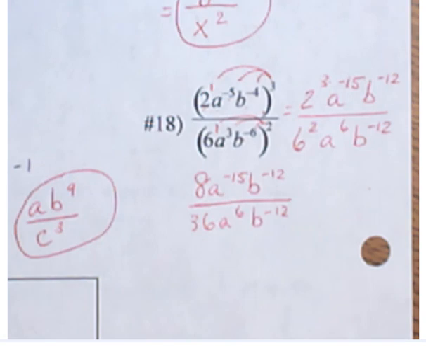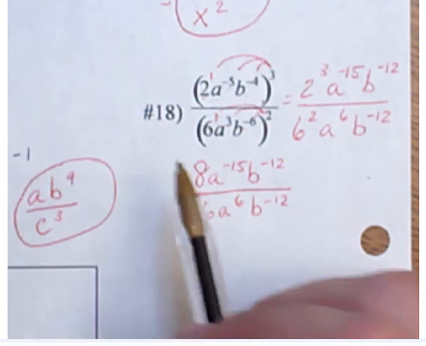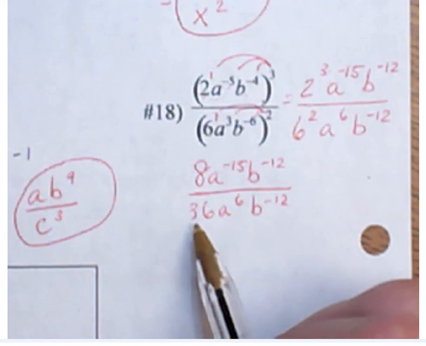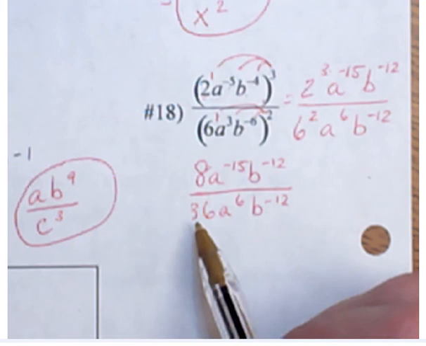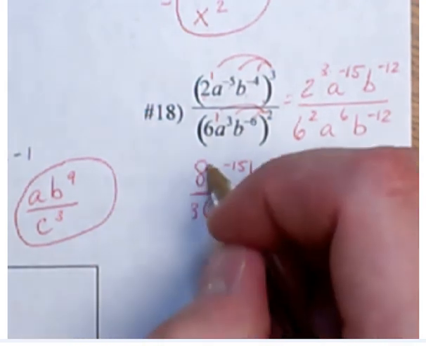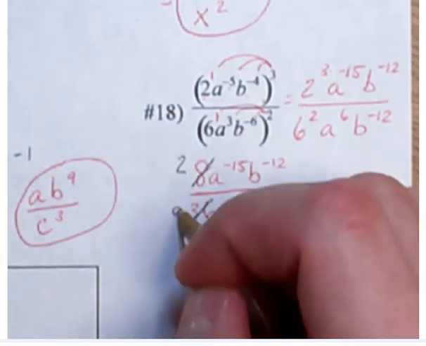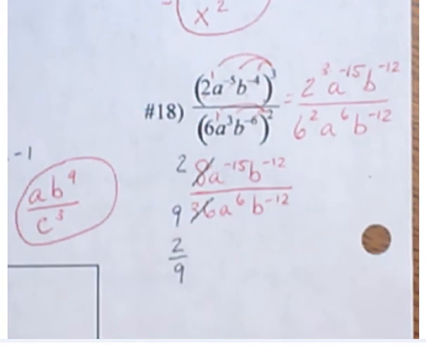Now we can finally divide. 8 divided by 36. Let's just simplify that. Let's reduce that fraction. So think to yourself, what goes into 8 and 36? 2 does, but actually so does 4. We want the bigger number. So we're going to divide by 4. 8 divided by 4 is 2. 36 divided by 4 is 9. So we're going to get 2/9.